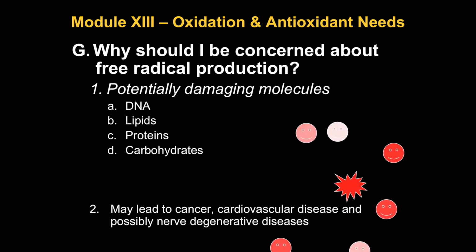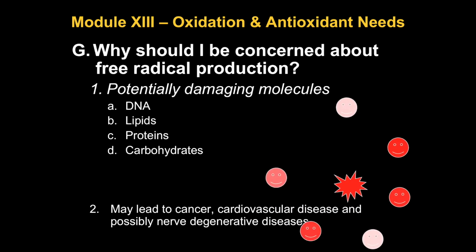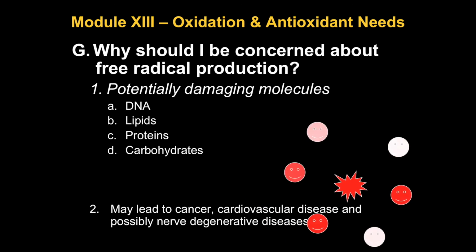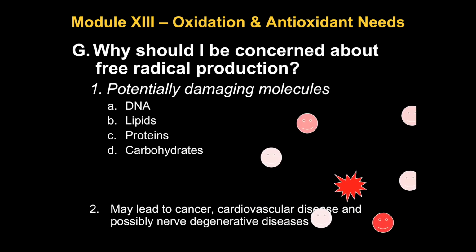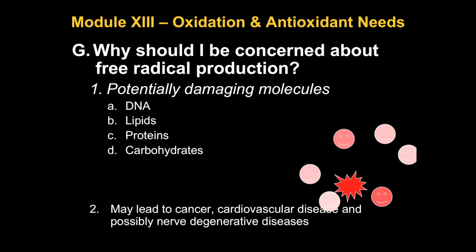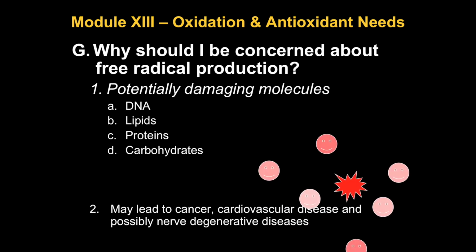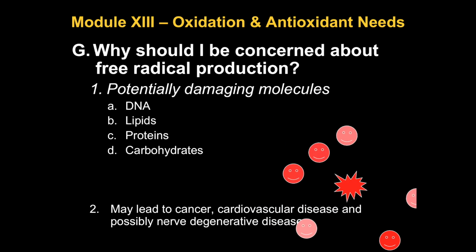Lipids are damaged, proteins are damaged, carbohydrates can get damaged. All of these spell damaged structures that no longer retain their original function and aren't functioning optimally. The other concern here is that this can lead to cancer and cardiovascular disease and even some nerve degenerative disease. So we want to be concerned about free radical production. We try to mitigate free radical generation and ameliorate the effects of these free radicals.